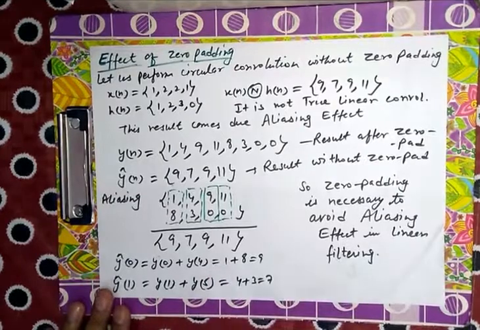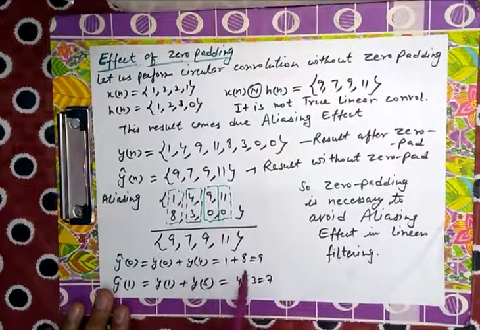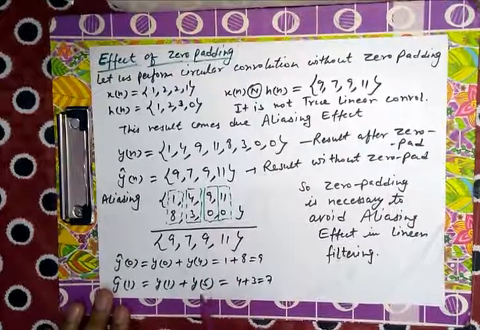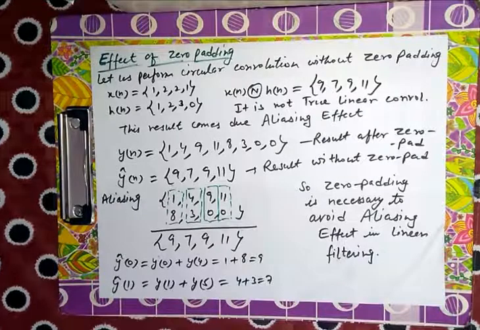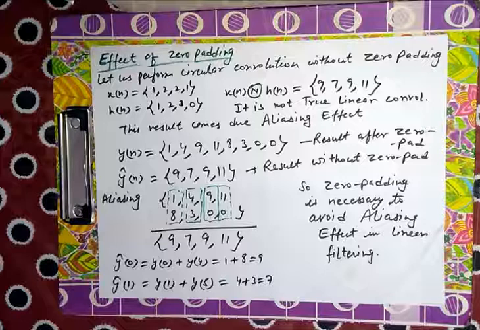Aliasing is y0 plus y4, 1 plus 8 equal to 9, y1 plus y5, 4 plus 3 equal to 7. So that is why zero padding is very much necessary. Without it, we will get the aliasing effect, and our filtering action will not be the same as that of linear filtering action.